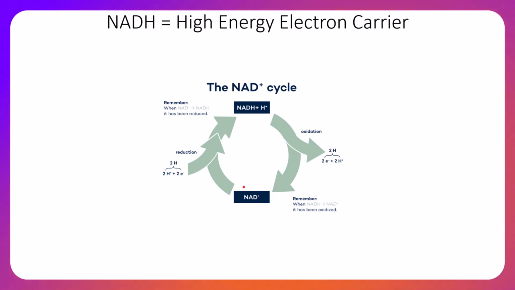NAD+, let's think of as an empty taxi, which is able to accept passengers. NADH is the full taxi after it has received its passengers, and its role, just like any full taxi, is to take the passengers to where they need to go. NADH is going to be used to shuttle the passengers, which would be the electrons and hydrogen ions, from either glycolysis, prep step, or the Krebs, to where they need to go, which is always the ETC, or electron transport chain.